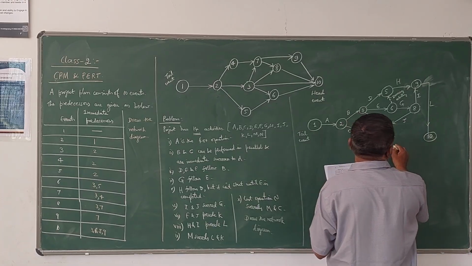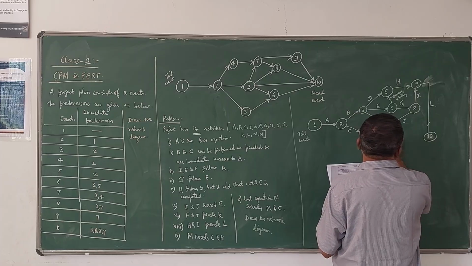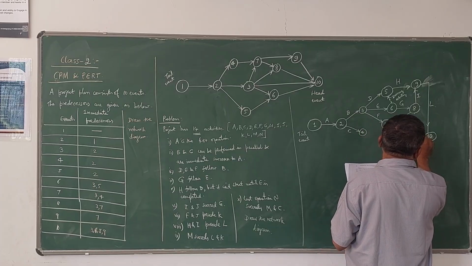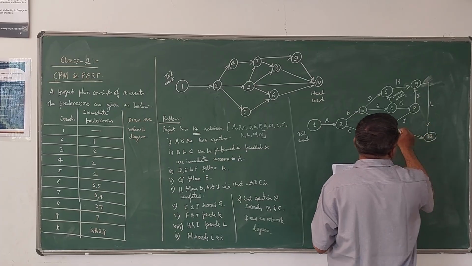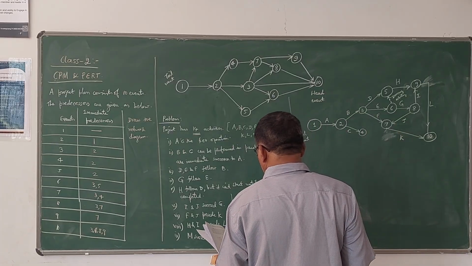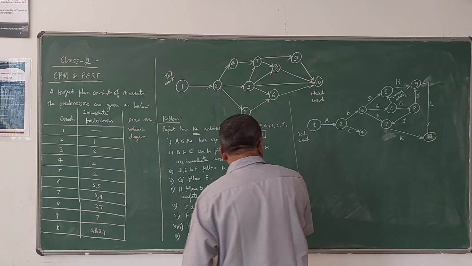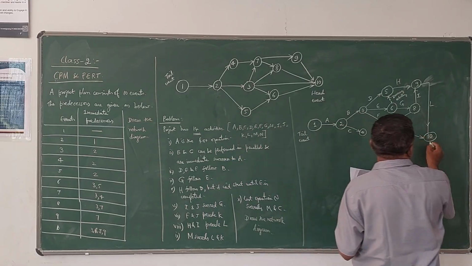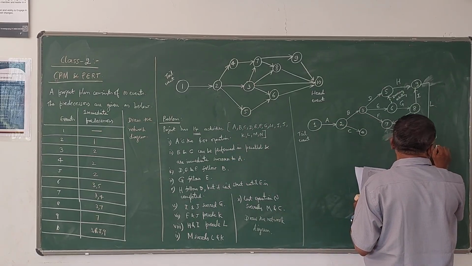Now L and K, so this K will come here. L and K should be before M, or M succeeds L and K. So L and K, M succeeds to this. This is M.